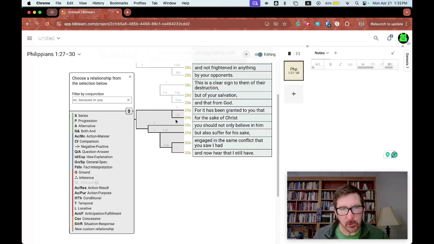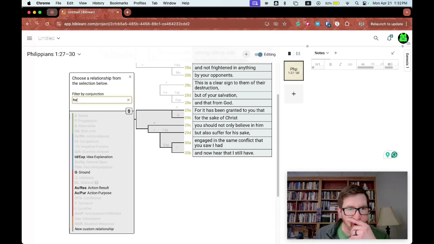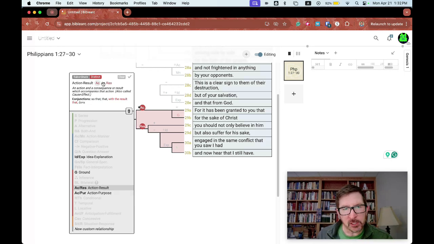For the sake of Christ, you should not only believe in him. Now the question is, what's this relationship here? These two. This is the reason, and this is the action. Okay, I'm going to flip these. Usually it's an action result, but I'm going to flip this. Okay. Granted to you, that's the action. For the sake of Christ, you should not only believe in him. That is what happens. This is what's been granted to us, that for his sake. Like this is God's grace to us, that we should be doing this.